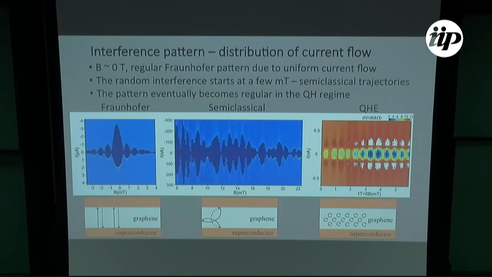And then when you cross that parabolic contour and transition from the semi-classical regime to the quantum Hall regime, only then the pattern becomes periodic. So I'm arguing that this pattern is not a natural continuation of the Fraunhofer pattern. So the periodicity here must be explained by a different reason than the supercurrent in the zero field regime.